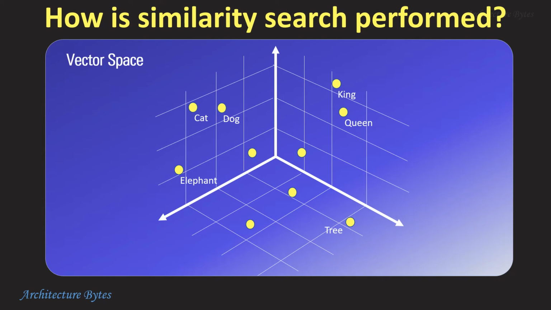So how is similarity search performed? This is done by finding distance between vectors. Vector embeddings that represent similar data will be closer to each other in the vector space. Vector representation of a cat will be closer to that of a dog compared to that of an elephant. Similarly, vector representation of a king will be closer to that of a queen compared to that of a tree. Metrics like Euclidean distance or cosine similarity can be used to measure the distance between vectors.